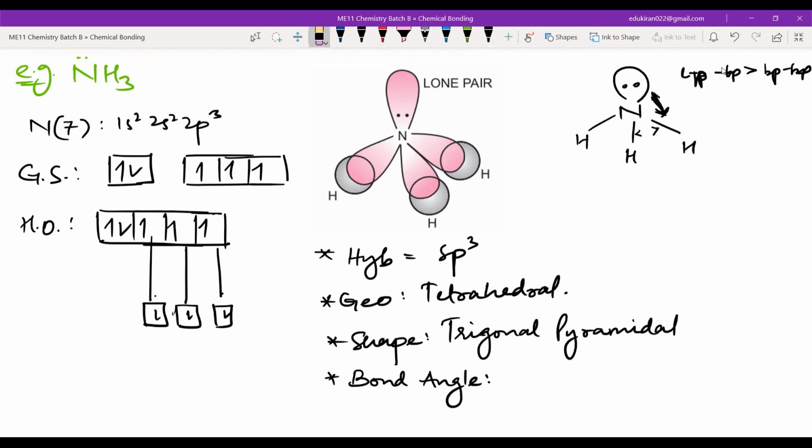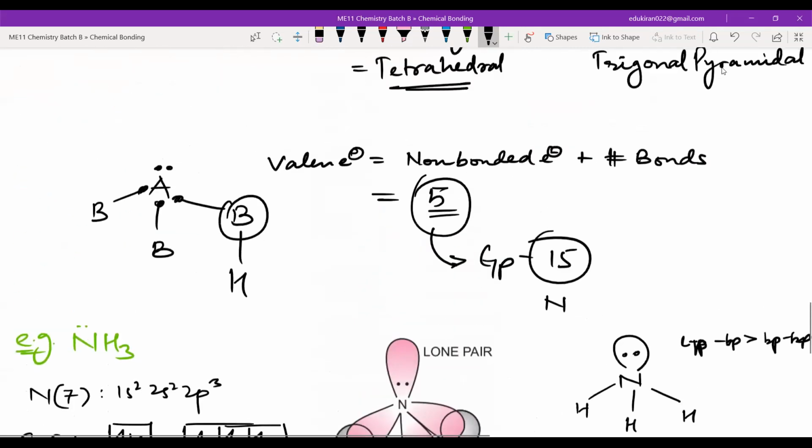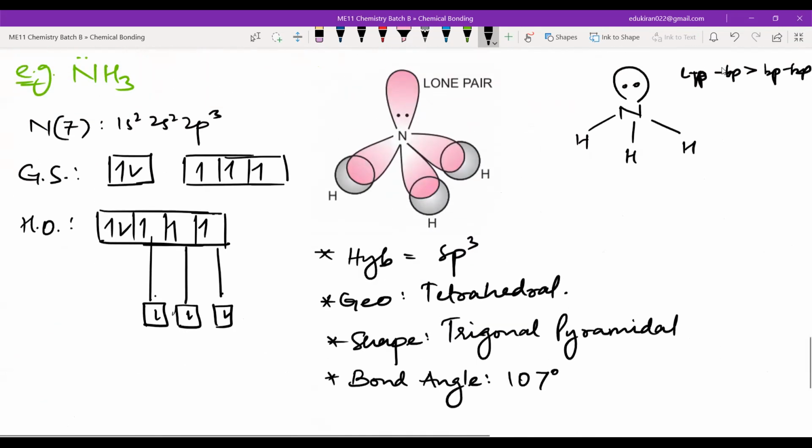Originally, if we had tetrahedral geometry, the angle was 109.5. So this angle will be less than 109.5. For NH3 it is 107 degrees, and some books write 107 or 107.5. You may write any one of them, both are correct. Obviously, if there is a debate over a 0.5 degree angle, then you can write both. For nitrogen, CH4, water, you have to memorize the bond angles.